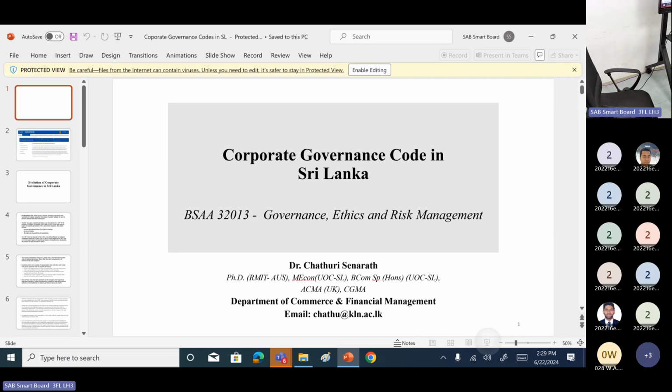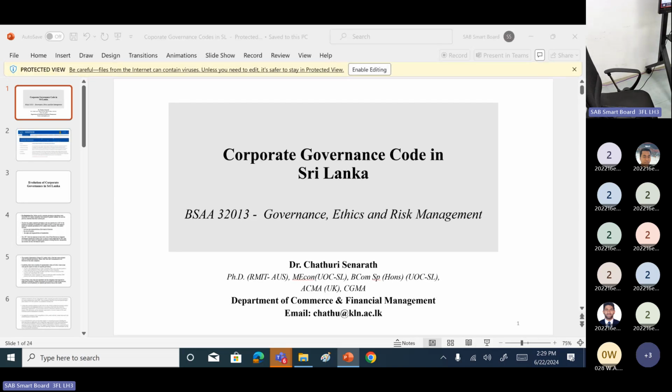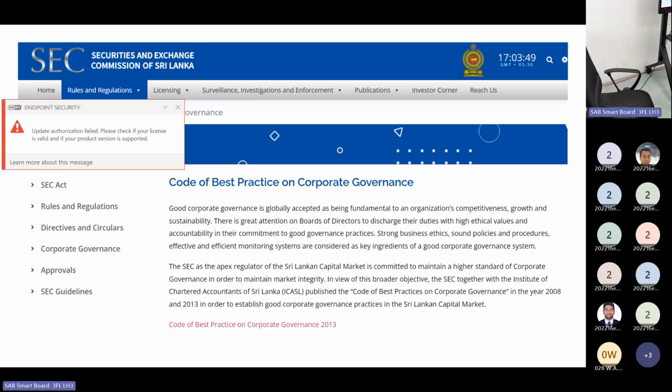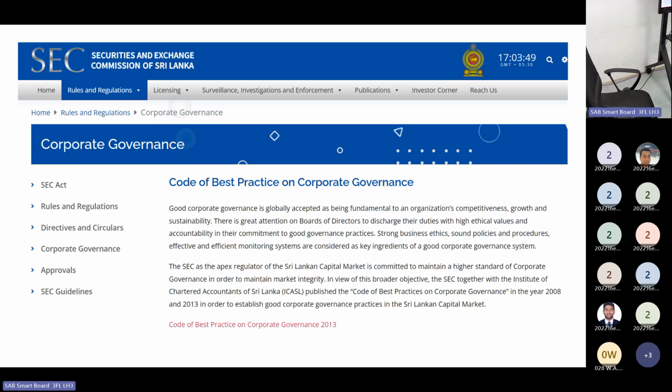Right. So when it comes to the Sri Lankan Corporate Governance Code, if you go to the SEC website, the Securities and Exchange Commission website, you can get this. It says that good corporate governance is globally accepted and is fundamental to organization competitiveness, growth, and sustainability. There is great attention on boards of directors to discharge their duties with high ethical values and accountability in their commitment to good governance practices.